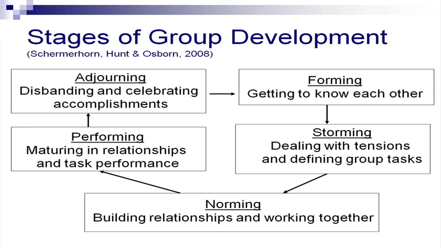Forming is getting to know each other, storming is dealing with tensions and defining group tasks, norming is building relationships and working together, performing is maturing in relationships and task performance, and adjourning is disbanding and celebrating accomplishments. And this is how the cycle continues. We form, we get to know each other, we deal with tensions and define group tasks, we build relationships, we work together, we form a set of rules, then we mature in our relationships and performance, we become better at what we do.